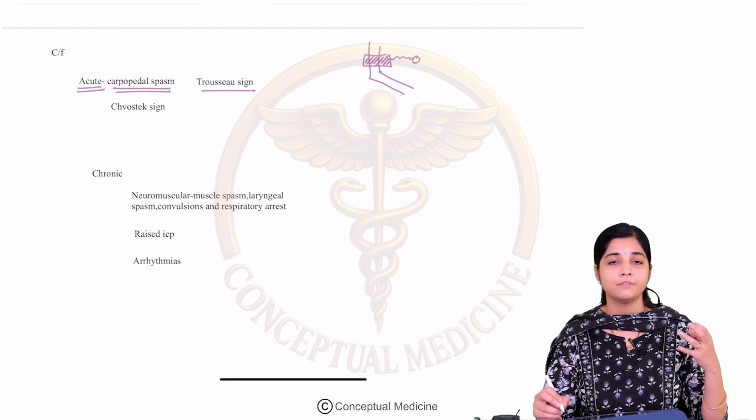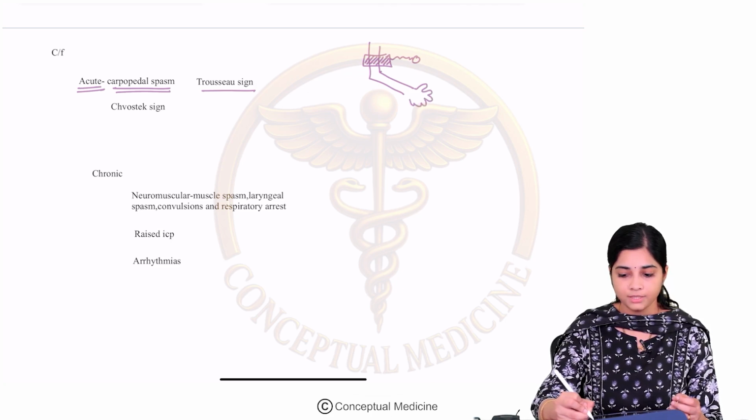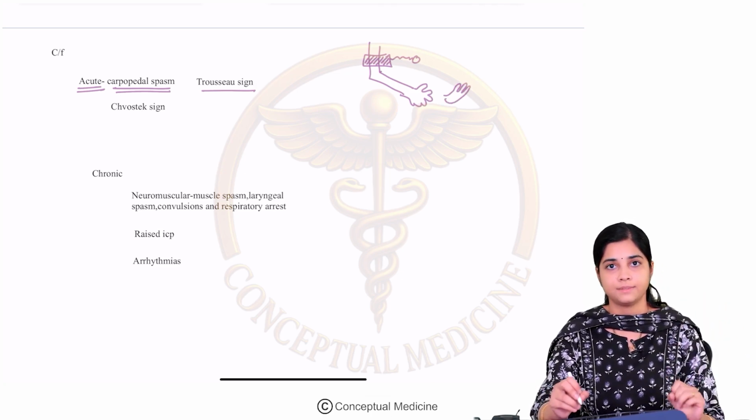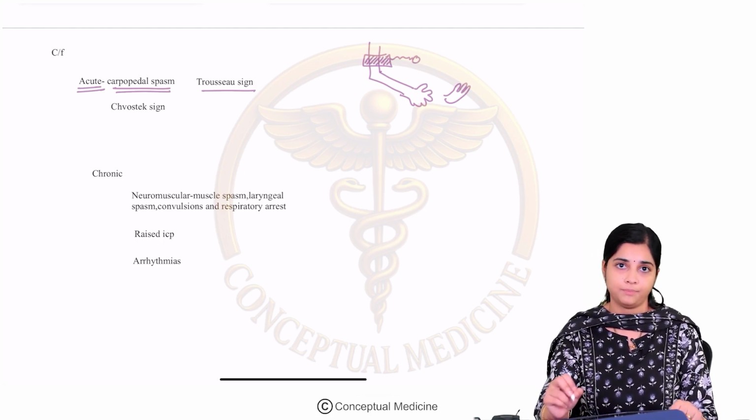Okay. So when you give a suprasystolic blood pressure, normally there will be no response, but the hand becomes like this. Okay. So it goes into a spasm, and this is what we call the carpopedal spasm or Trousseau's sign, which is seen in hypocalcemia.